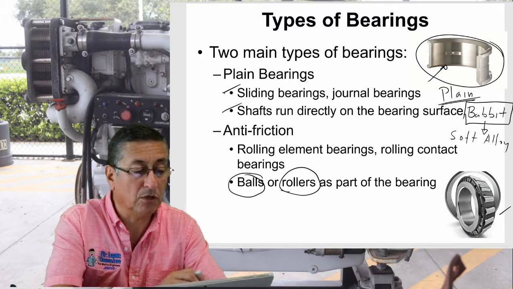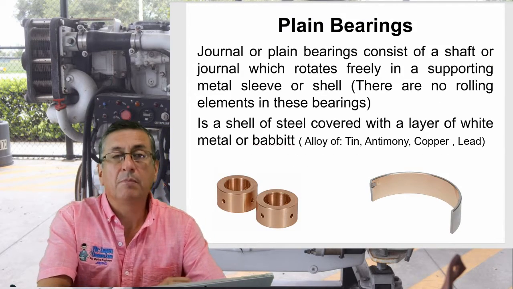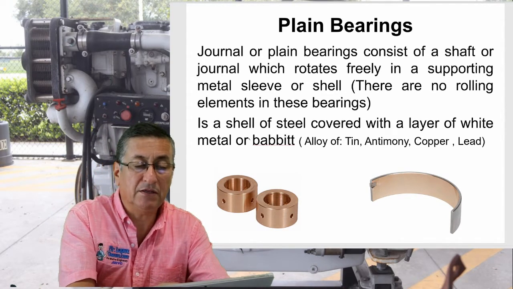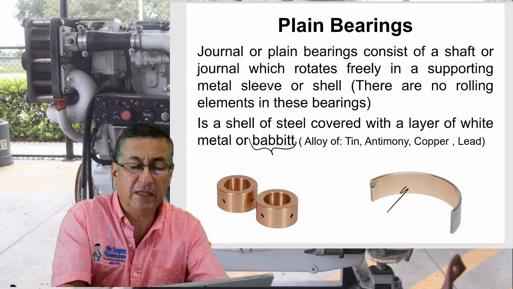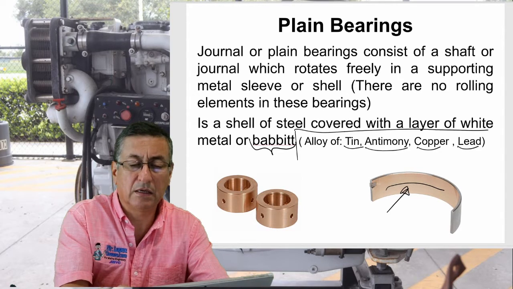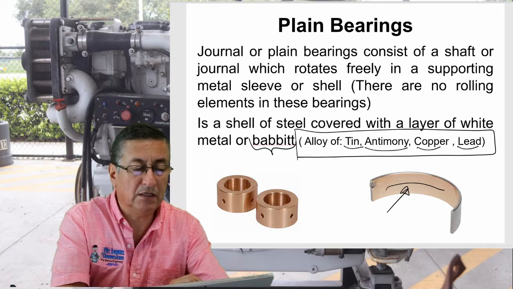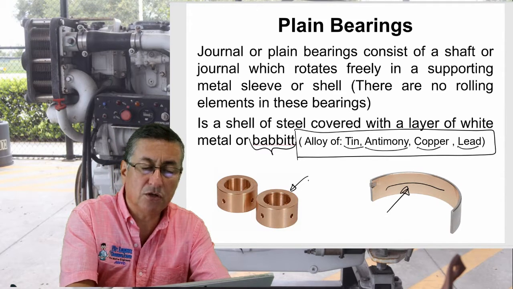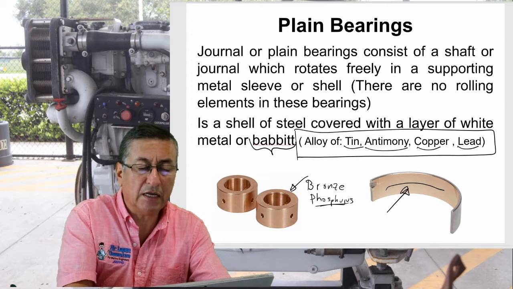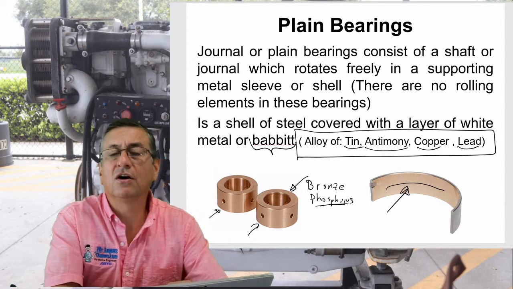Right now we are going to talk about plain bearings, the first group. Those are the plain bearings, and this is the babbitt. This is the soft metal located on this surface. It's an alloy of tin, antimony, copper, and lead. This is the soft bearing. There are other ones fabricated in bronze with sulfur and phosphorus. Bronze, phosphorus. Those are the typical bearings used on the starter motor.